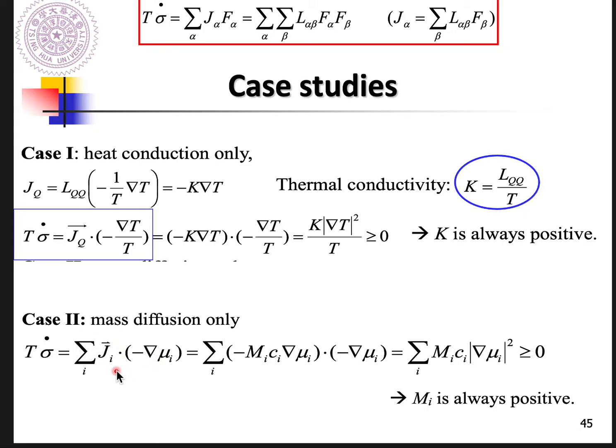So the atomic flux, based on Fick's law, will be minus mobility times concentration times the driving force, which is a minus chemical potential gradient. After you calculate that, you can get this, and if you divide it by T, then you get what? The entropy production rate per volume. So that's how we describe the heat flow process and mass diffusion, or diffusion in solids, by the entropy production rate per volume.